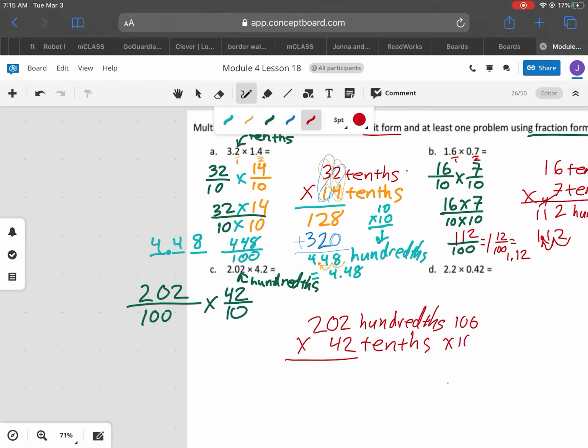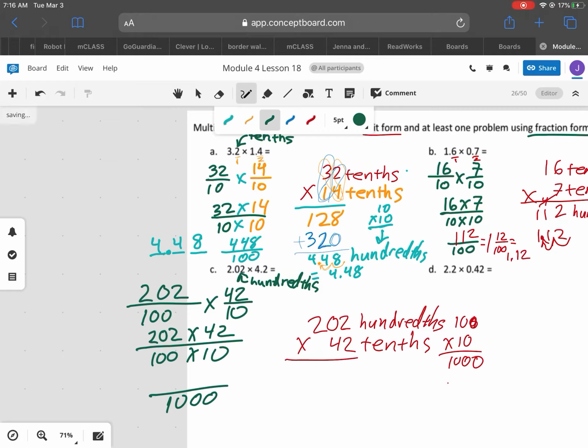But here's the thing. 100 times 10 is going to be 1,000. So we're going to have thousands here. Okay, 202 times 42 times 100 times 10. So we are going to have thousands here. Okay, that means that we're going to have our ones place, decimal, 1, 2, 3. So our last digit is going to be here in the thousands place.